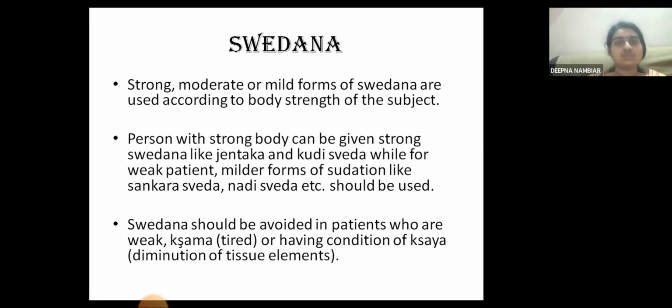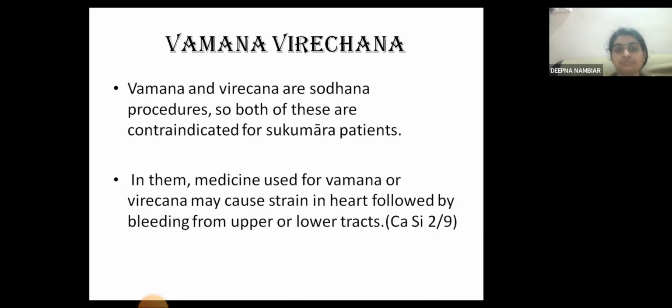And in the case of Swedana also, Acharya has explained 3 types of Sweda: Mridu, Madhyama, and Tikshna Sweda, on the basis of the body strength. The Uttama Sweda like Jentaka Sweda and Kudi Sweda cannot be given in weak persons, because Sankara Sweda and Nadi Sweda are suitable for them. So on the basis of the strength of the patient and also the strength of the Sweda, selection has to be taken. And in the case of very weak, tired patients, we have to avoid the Sweda because it can lead to Kshaya.